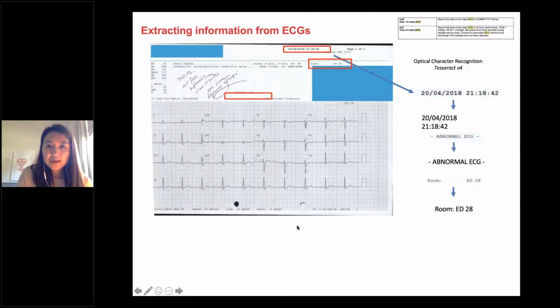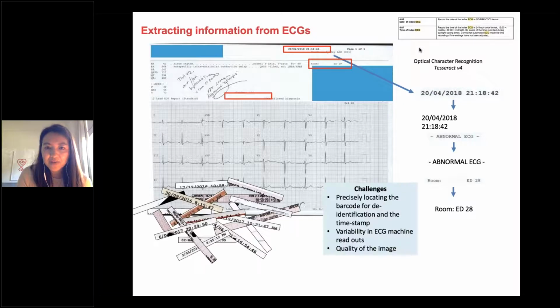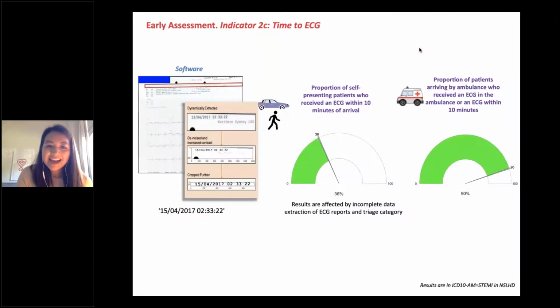This is related to the case report form, where you would be collecting the date of the index ECG or the time of the ECG. For these particular LHDs, we retrieved scanned ECG images, so we had to locate the timestamp of the image that had been scanned in. We used some off-the-shelf software to do this, and we did have some challenges.